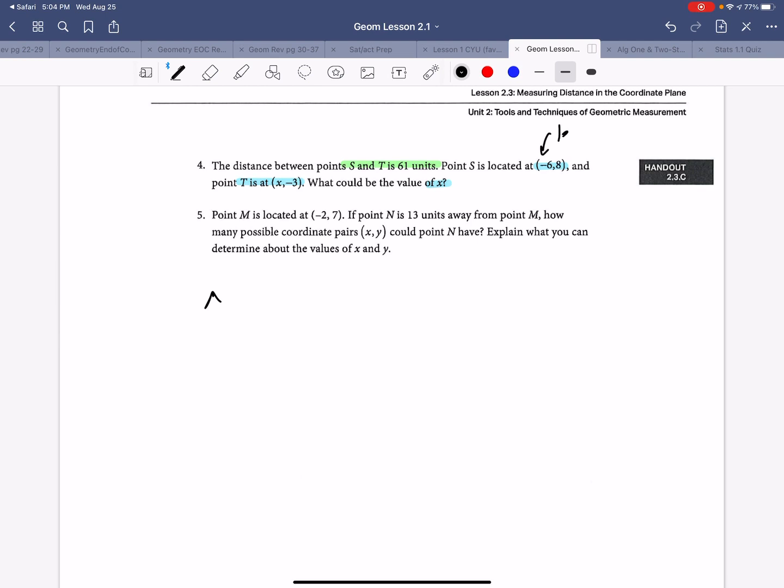This means left 6 and up 8. Okay, so I'm going to go left 6, up 8. So 1, 2, 3, 4, 5, 6. 1, 2, 3, 4, 5, 6, 7, 8. Right about there. That's going to be point S, (-6, 8). Now it says find T, which is going to be, I don't know how much left or right.